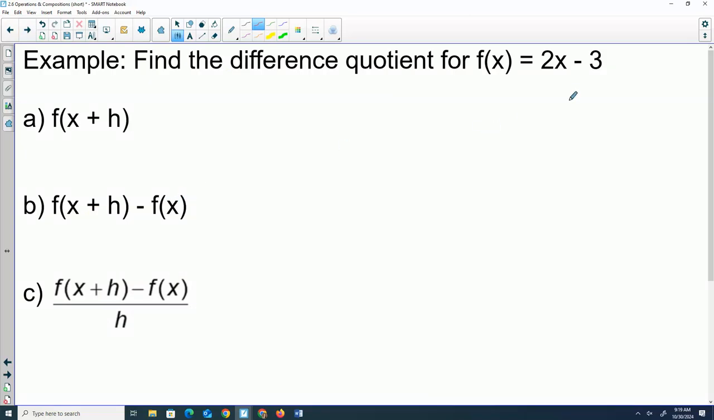So we are going to find the difference quotient for f of x equals 2x minus 3. And I already have the 3-step outline of what we're going to do. First step, f of x plus h. That means you go to your equation, and every time you see x, you replace it with x plus h.